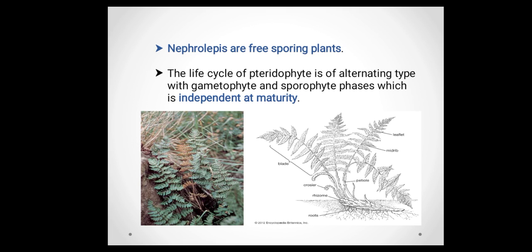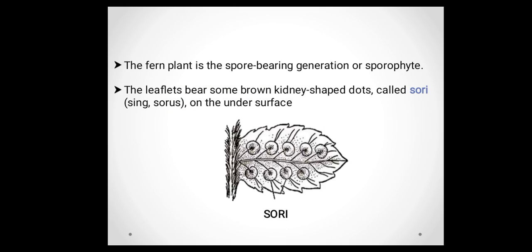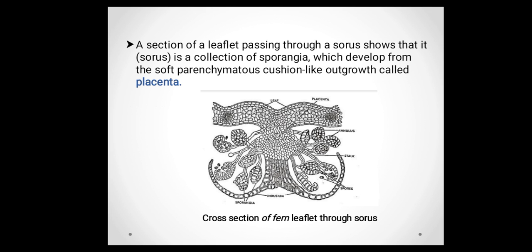The pictures show the Nephrolepis plant, and on the right side are the parts. Let's take the fern plant for the life cycle of Nephrolepis. The fern plant is the spore-bearing generation, or sporophyte. On the undersurface of the leaf we can see the sori, which are kidney-shaped dots present on the under surface of the leaf or leaflets.